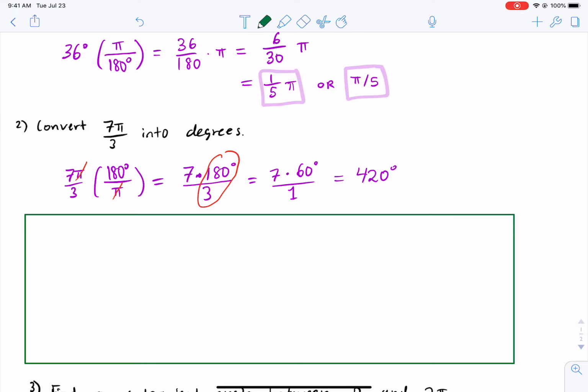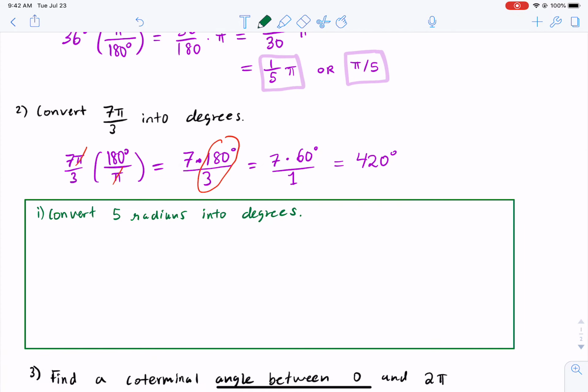And yes, so number 1, convert 5 radians into degrees. So we do something very similar to what we did here. 5 radians, we're going to multiply this by pi on the bottom and 180 degrees on the top. So what is this going to be? Well, 5 times 180, right? That's going to be like 900, I think. 900 degrees divided by pi, and we leave it like that, and that's the answer for it.